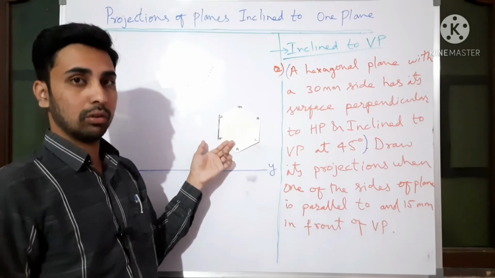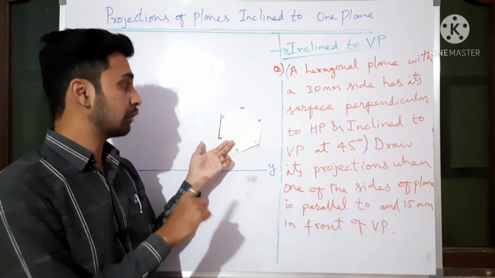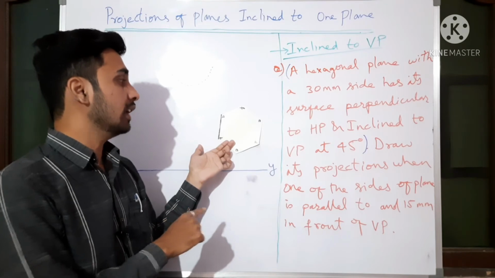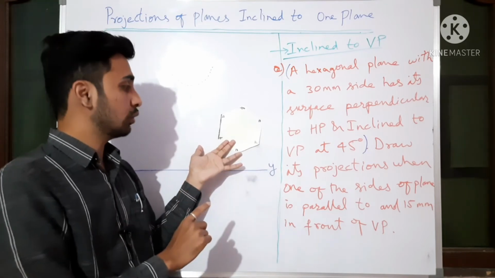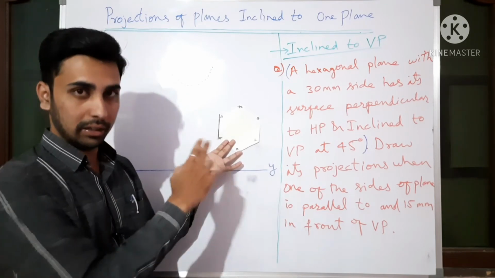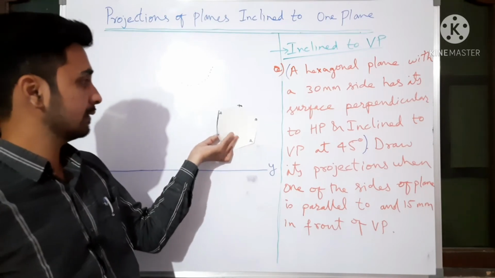So the first step should be, wherever the true shape, the actual shape of the object is visible to you, that view you should draw first. So the true shape of the object is visible from the front. Okay, let us draw the front view of this.